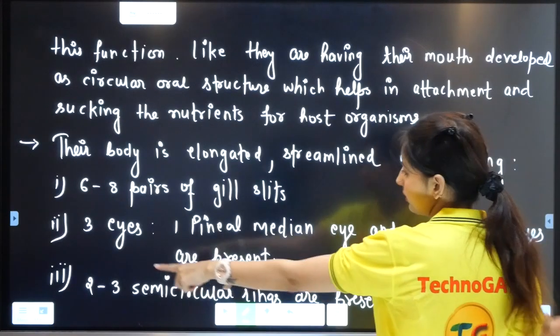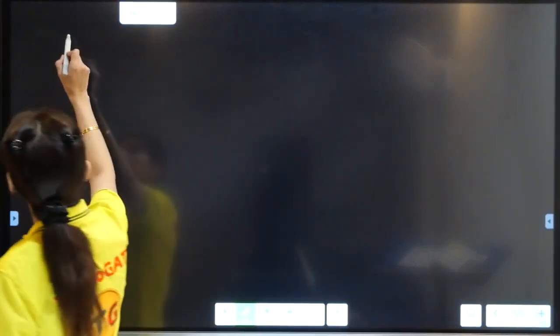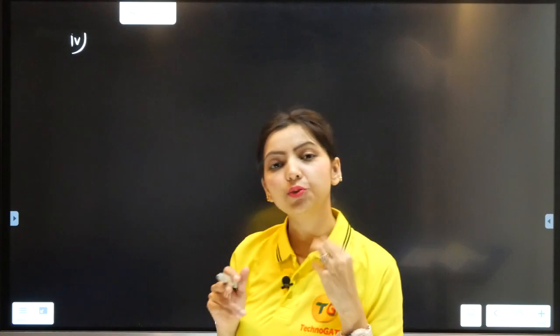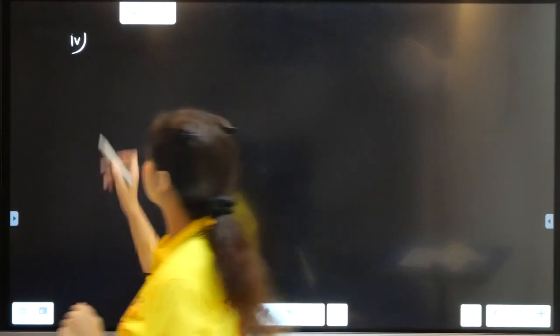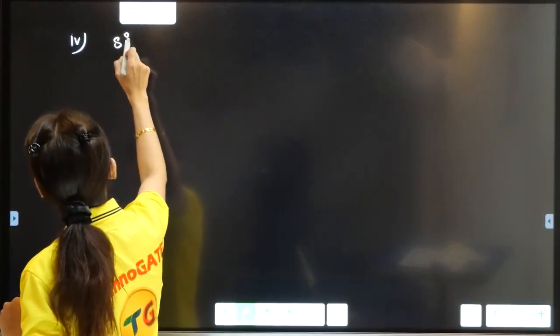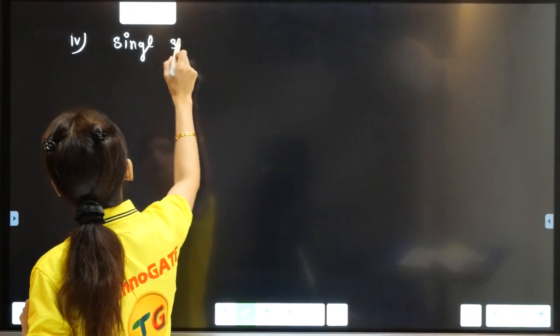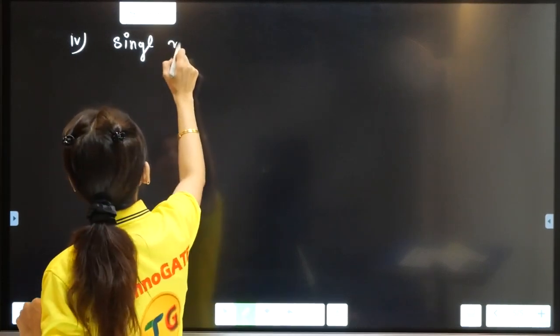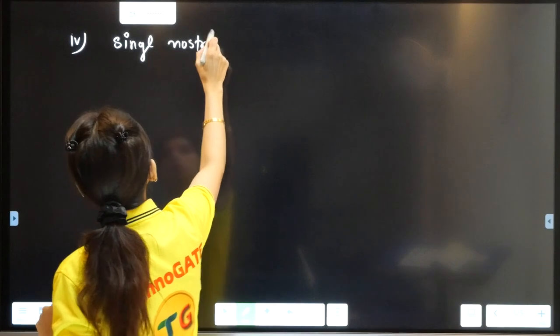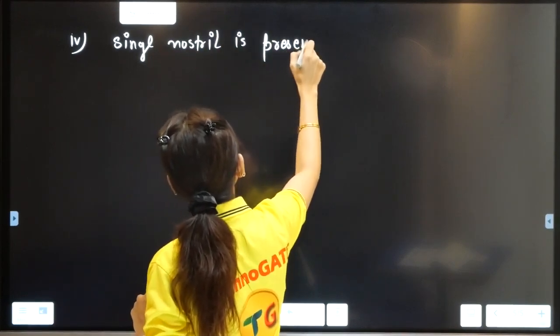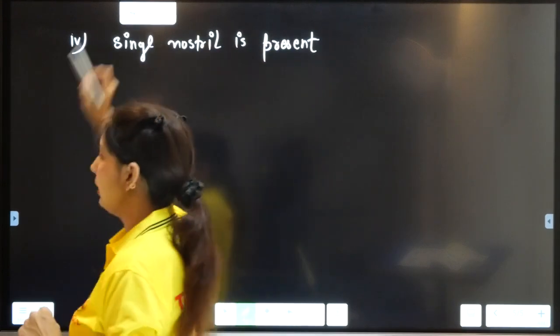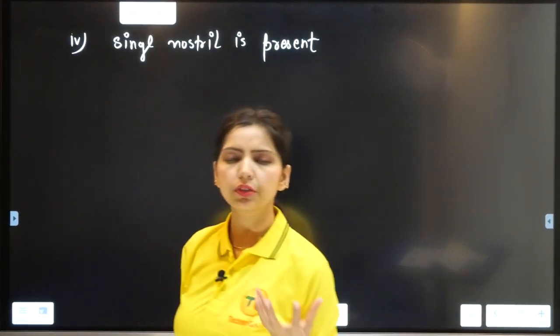Okay, keep writing. Third point is this now. Write down the fourth point. Okay, now a very strange, unique and interesting feature is the presence of a single nostril, only one nostril. Like we have 2 nostrils, cyclostomata have a single nostril. So write down single nostril is present. Clear? So I think these are the basic features.